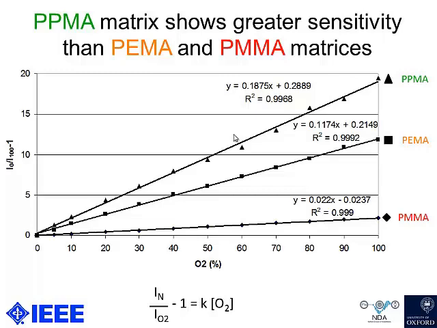For example, if you look at values between 20 and 80% oxygen, you see that there's only a small increase in the PMMA results at the bottom and a much greater increase in the PPMA polymer at the top.